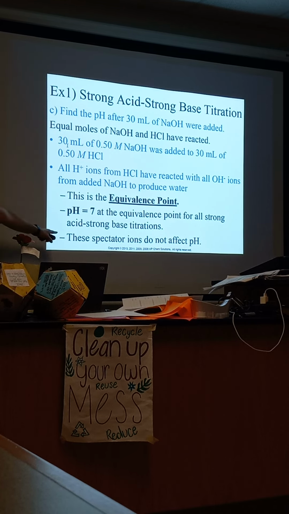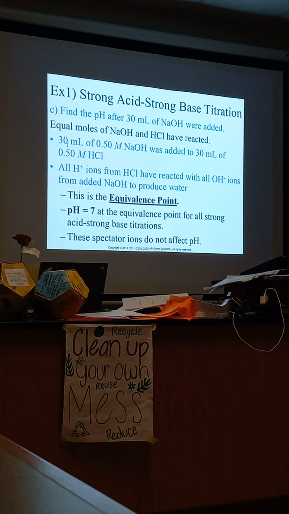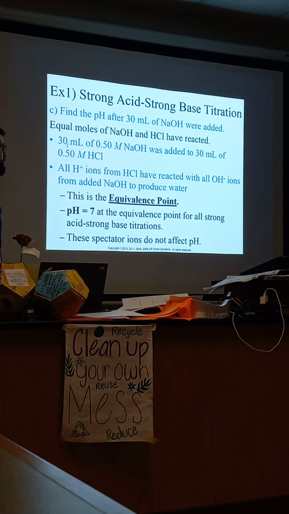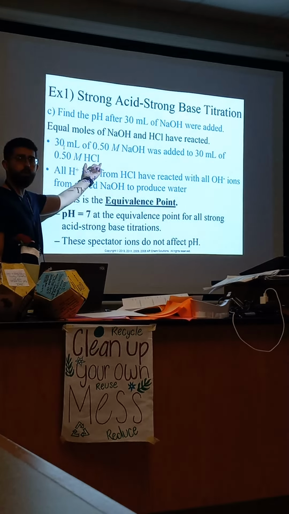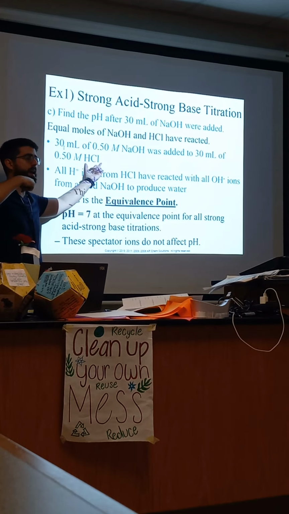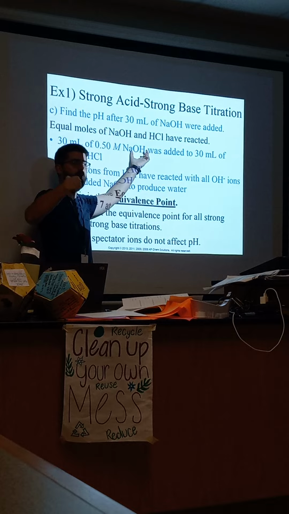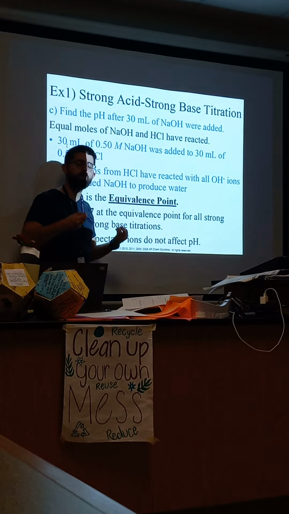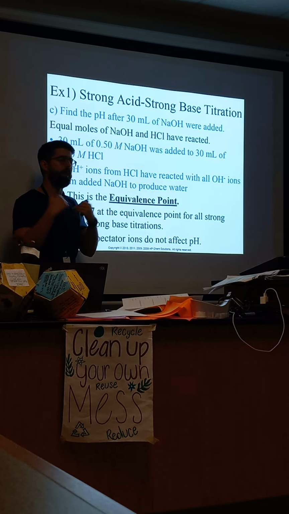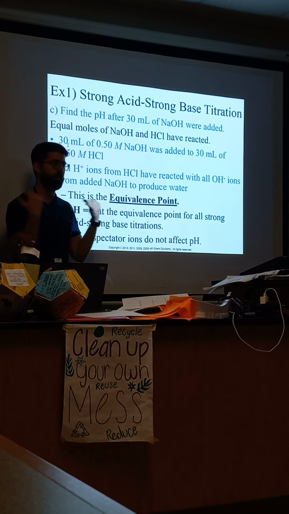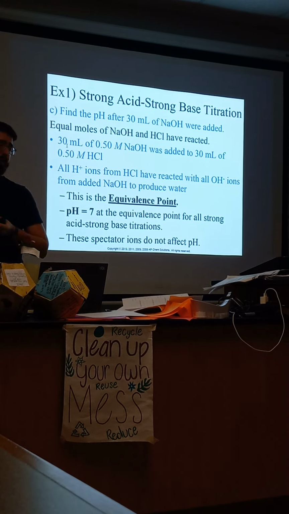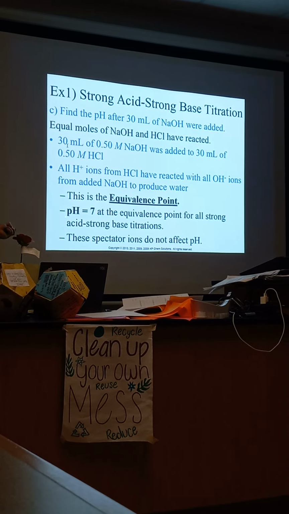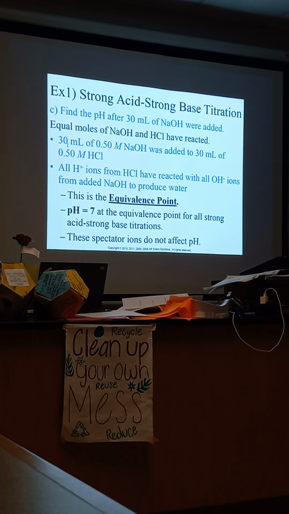Oh, and guys, this last bullet's interesting here. Why don't the spectator ions affect pH? It's because we had HCl, which is a very strong acid, and we had NaOH, which is a very strong base. And remember, very strong acids and very strong bases, their conjugates do not do what to pH? They don't do anything. They don't affect it. They're so weak that they don't care. So that's why it's pH 7.